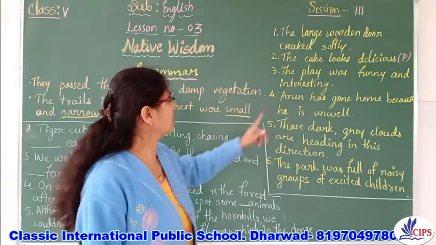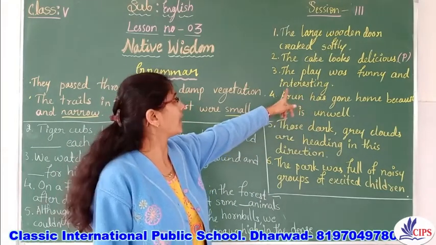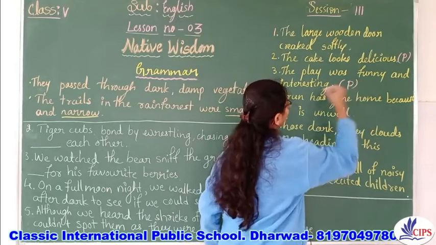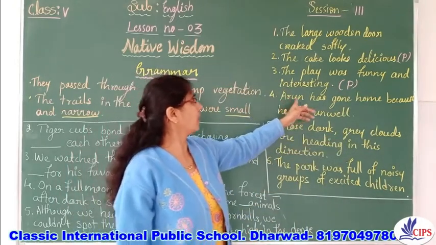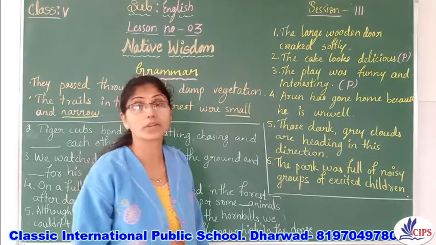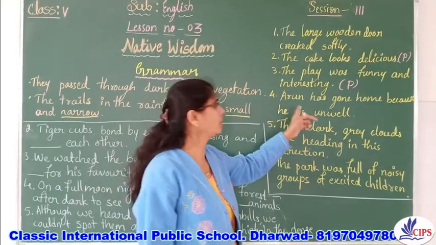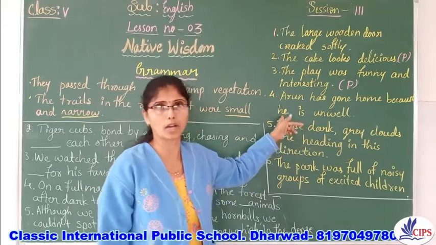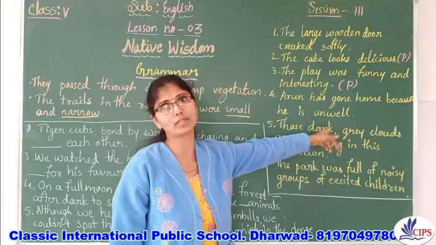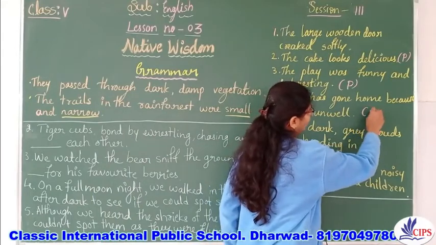Getting, children? Observe the sentence here. The play was funny and interesting. Funny and interesting words appear after the noun, so these are predicative. Observe the next sentence. Arun has gone home because he is unwell. Who is unwell? Arun and he. Both are the same, right? Here this is a noun and this is a pronoun. So after the noun or pronoun, this adjective is here. So what is this then? Predicative. Is it clear, children?